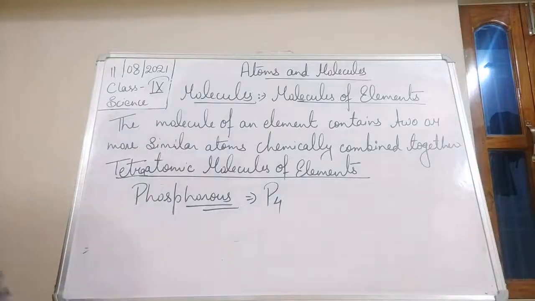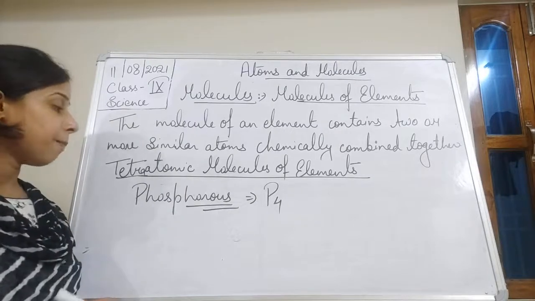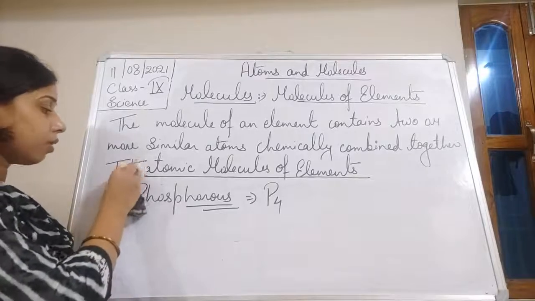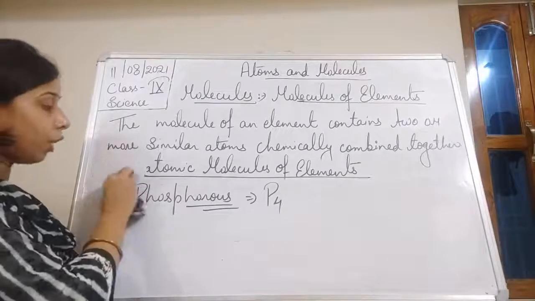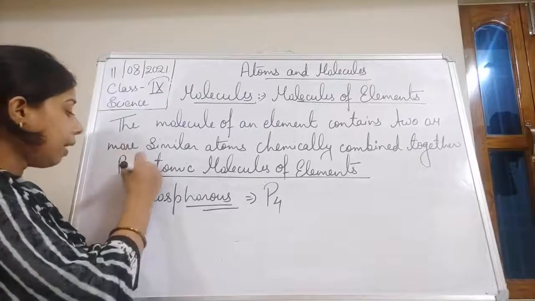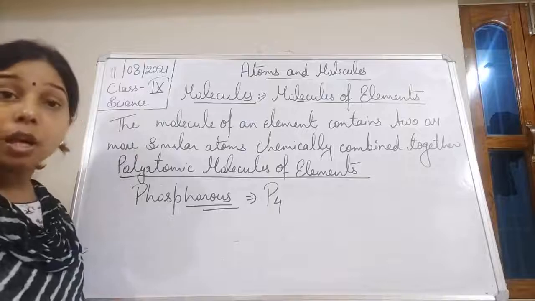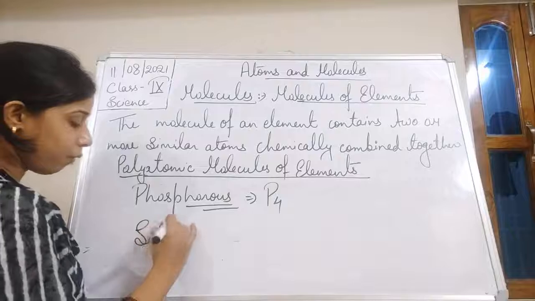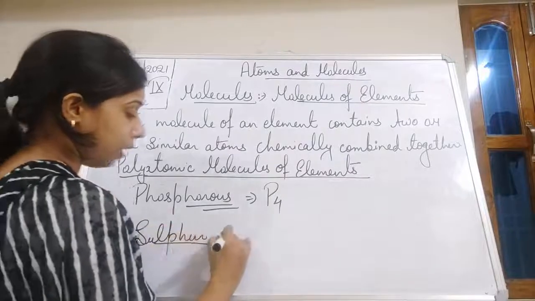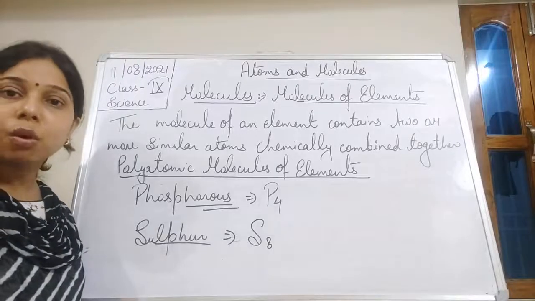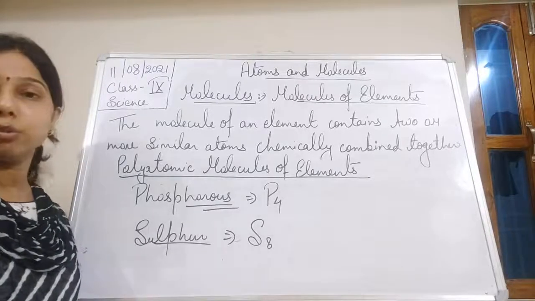So four atoms of phosphorus combine together to form P4 here. Now, instead of writing octa or the others, we can write polyatomic molecule of element. For example, sulfur: in the case of sulfur, eight atoms of sulfur combine together to form S8. So this is also an example of the molecules of elements.